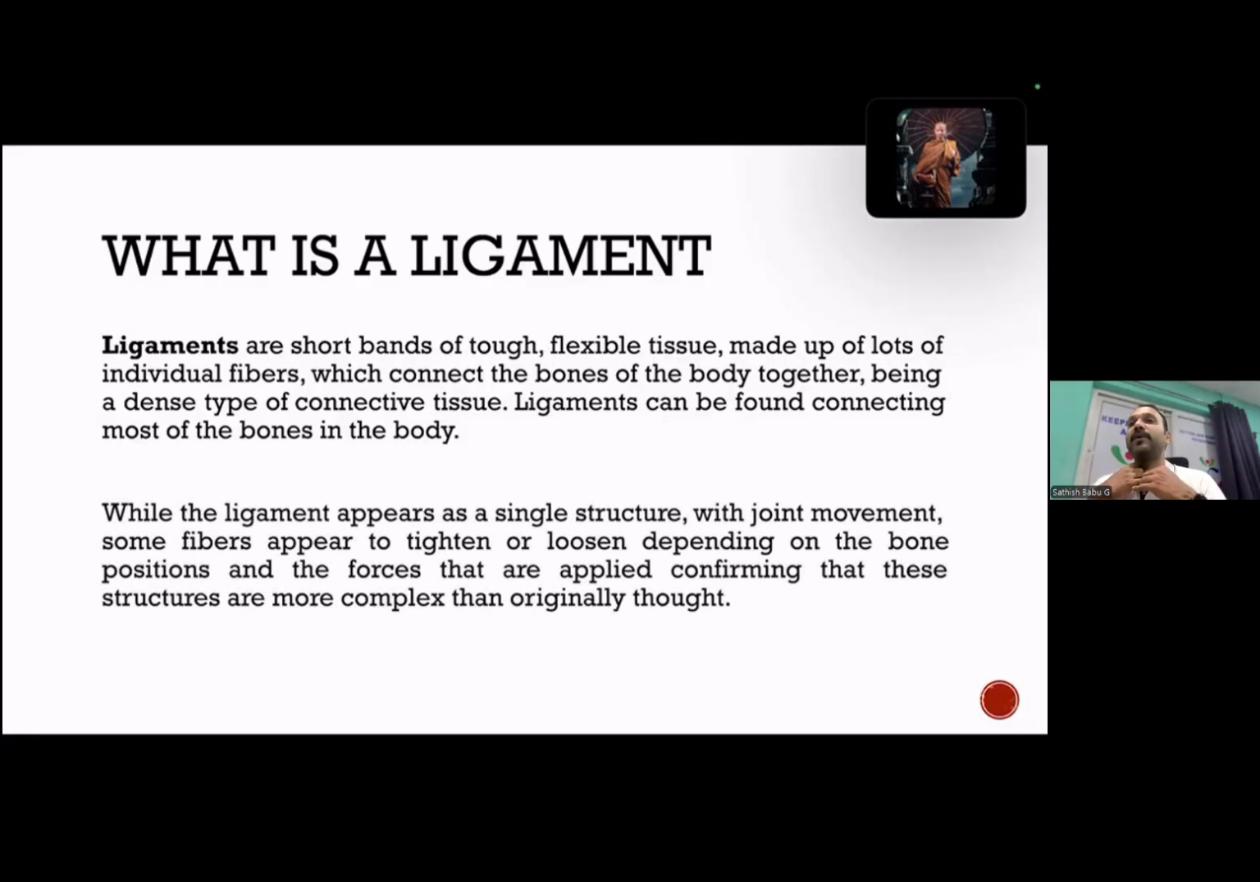So while the ligament appears as a single structure with joint movement, we consider, like, lateral collateral ligament, or the anterior band of the talocalcaneal ligament. So we consider it one ligament.